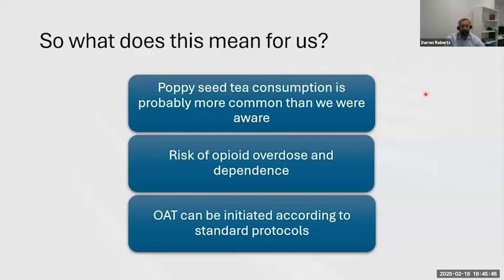So what does this mean to us? I think poppy seed tea consumption is probably more common than we're aware of, and it'd be interesting to hear if any of you have any stories relating to that. There is a risk of opioid overdose and dependence with people who are using poppy seed tea, and I think it's useful to remind our patients who might inform us about that, that this is a risk and people have died, even those people who are experienced. But because the opioids that are in there are very similar to poppies, such as morphine and codeine, then if someone is seeking treatment, then we can just initiate opioid agonist treatment according to standard protocols. We don't need to think about anything different or special.